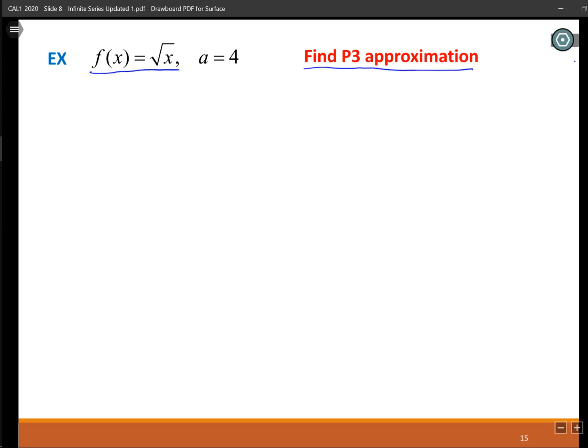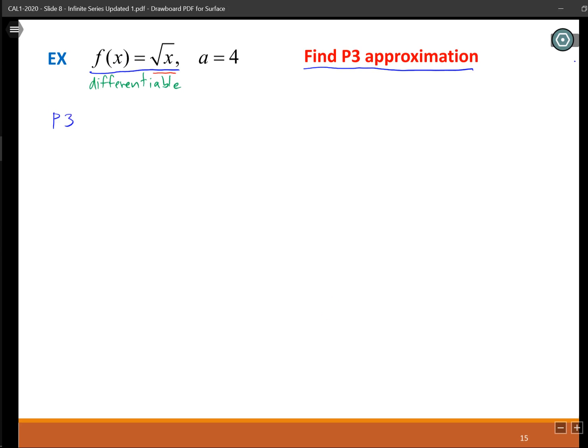So the first thing I'm going to do here is to check if this function is differentiable. But when I see this square root of x, I know right away that I can differentiate this. So it means that this function is differentiable. And that is good because it means that we can use the Taylor series to find the approximation of this function. Now, the next thing we are going to do here is to bring the P3 approximation formula to this example. So P3 approximation right here.